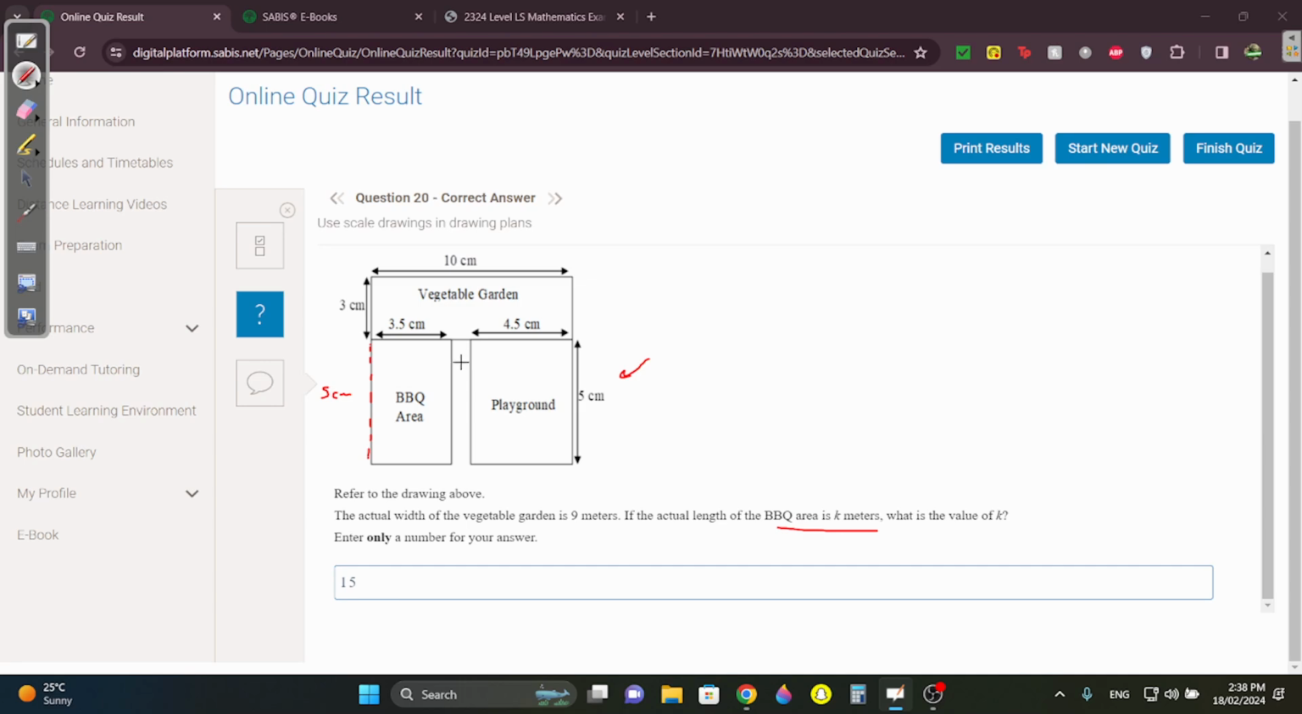The vegetable garden is 3 centimeters over the actual width of the vegetable garden, which is 900 centimeters, because 9 meters to centimeters is 900, equals, what is the drawing width? 5 centimeters, over the actual width, which we don't know, we just put it as k. Cross multiply, you're gonna get 1500 centimeters. Okay, they want it in meters, divide by 100 equals 15 meters. That's it. 21.